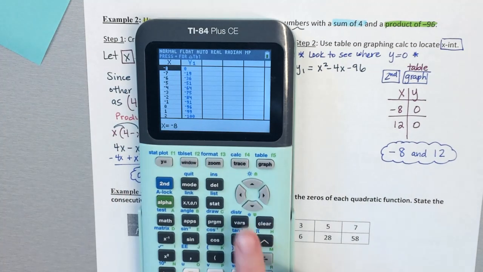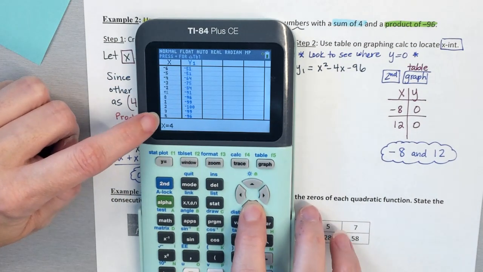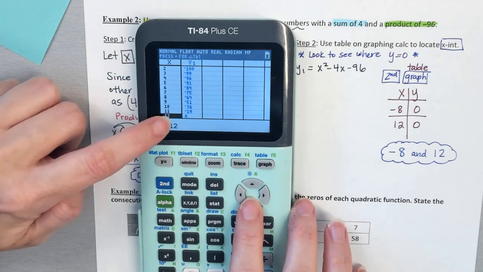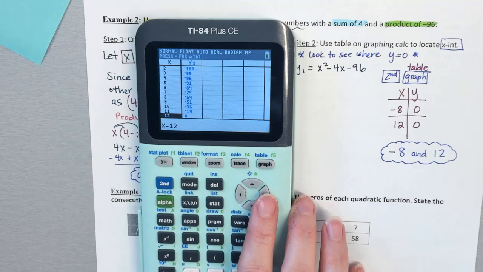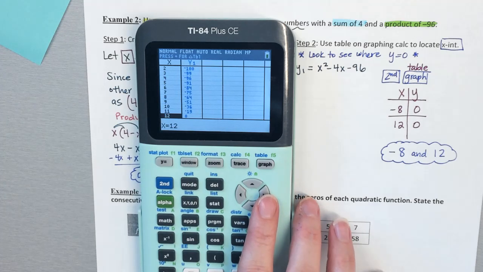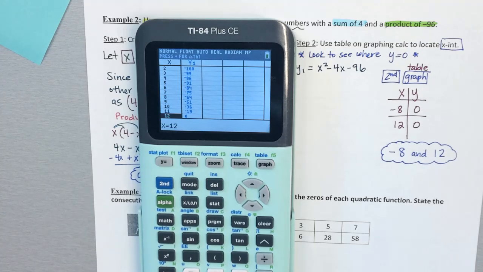So we found it in our table. If you scroll down to 12, you'll see that in the y column, see how it's 0? Yep, that's how we found it. So we're just looking for the y coordinate that's 0. Yep, that's going to be your x-intercept.